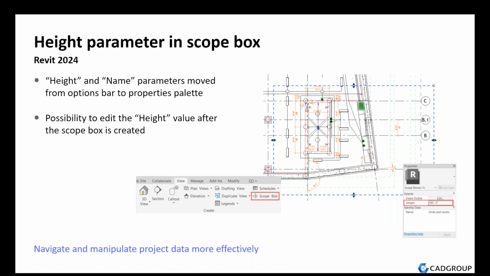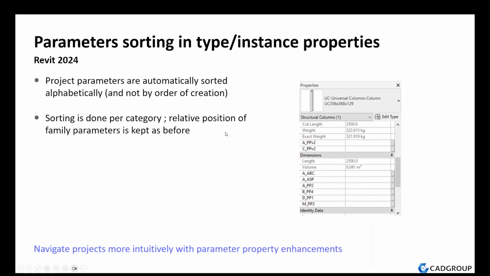Now, scope boxes, especially if you're working on large projects, you'll be using scope boxes. There's an additional parameter there that's been added, which is height. So that's pretty cool. In terms of the way that parameters are listed in your properties boxes, they're now sorted alphabetically instead of order of creation, which is nice.